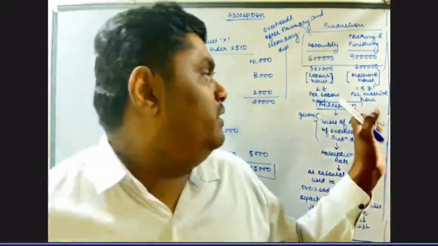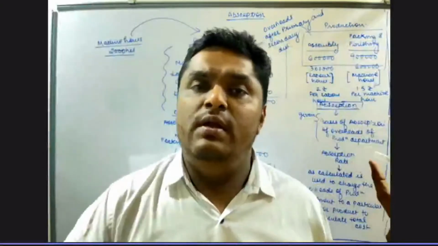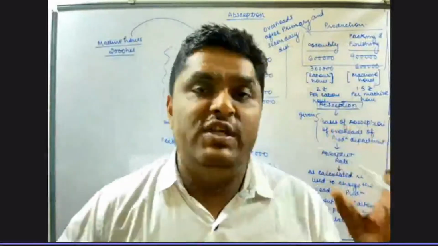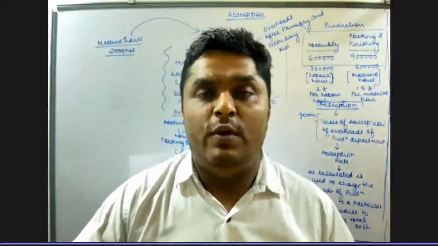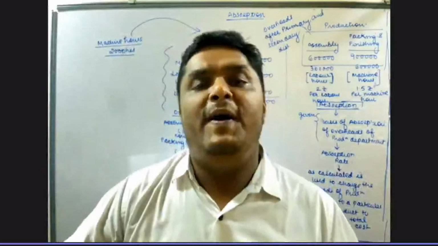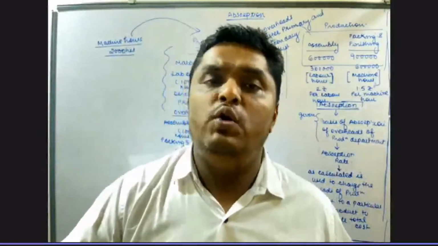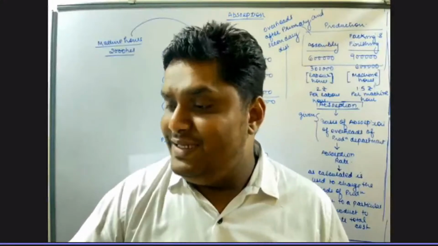When talking about absorption, we have to first identify the basis of absorption. This will always be given in the question. Once the basis of absorption is identified, we calculate the absorption rate, and that rate is used to charge the overheads of the production department to a particular job or to a particular product to calculate the total cost. So I hope, Darshan, your query is resolved.